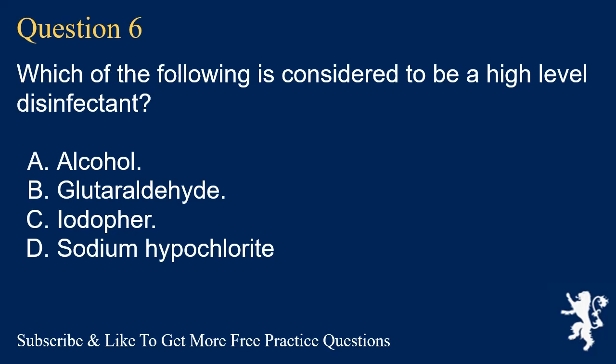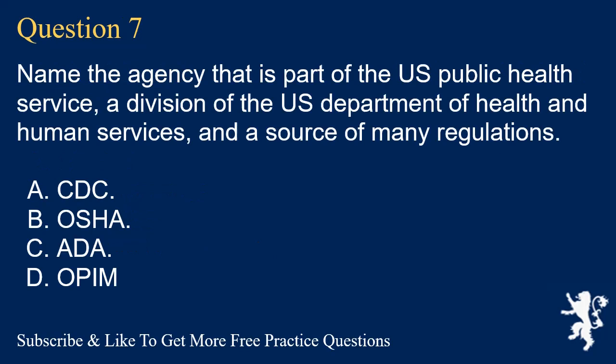Question 6. Which of the following is considered to be a high-level disinfectant? A. Alcohol. B. Glutaraldehyde. C. Iodifer. D. Sodium hypochlorite. Answer, B. Glutaraldehyde.